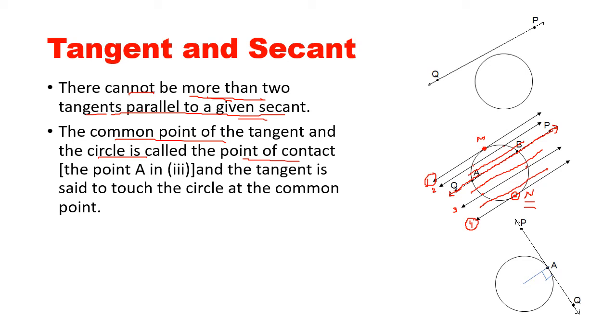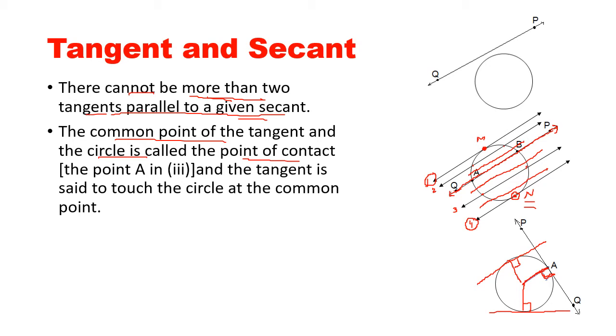And what you can see is, if I draw a line from the center to the tangent, then it is always at 90 degrees. So no matter where I draw my tangent, when I draw a line from the center to the point of contact, it will always be at 90 degrees. So this is the thing we need to see.